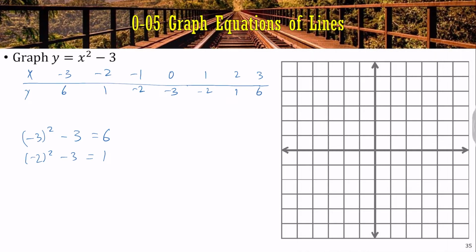So let's plot our points. -3, 6. -2, 1. -1, -2. 0, -3. 1, -2. 2, 1, and 3, 6. And then you can draw a nice curve through those points. So you want it to go through the correct points.